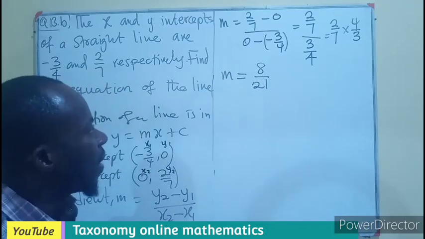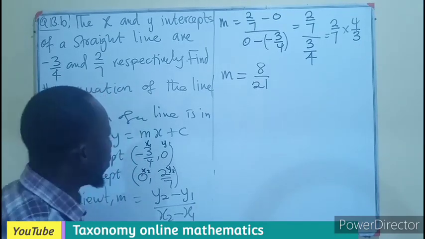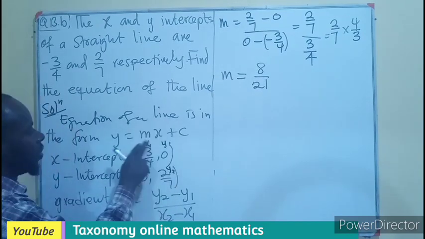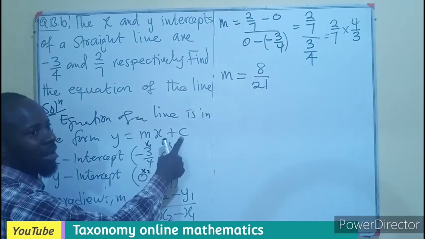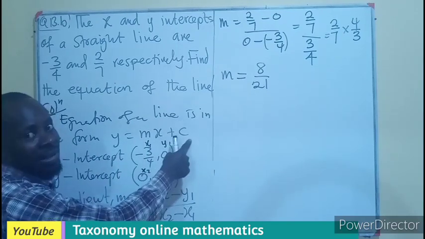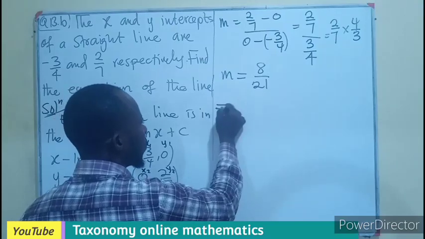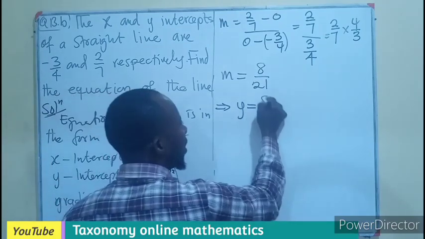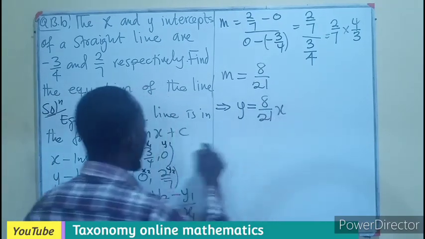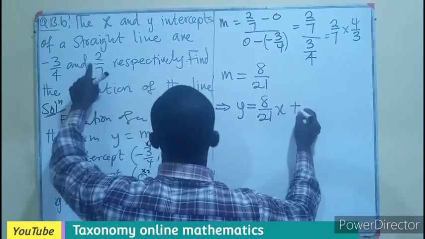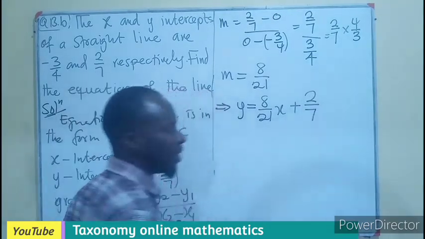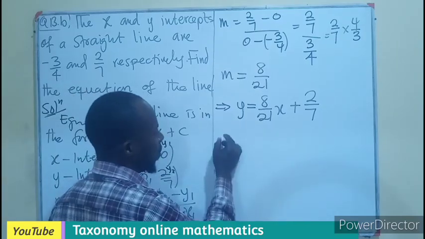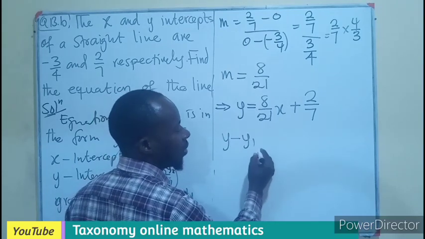Alright, so if we have that, and we also know our y-intercept, which is the c, putting into this the gradient and the y-intercept, you know the y-intercept is the same as the c. Our equation is going to be y equals m, which is 8 over 21 x, plus c, which is going to be 2/7. That's the equation.